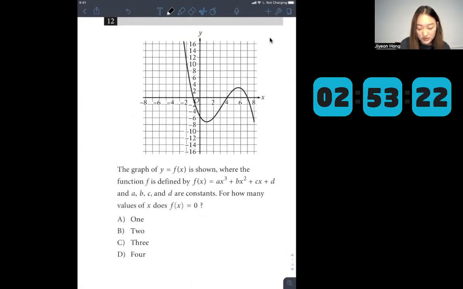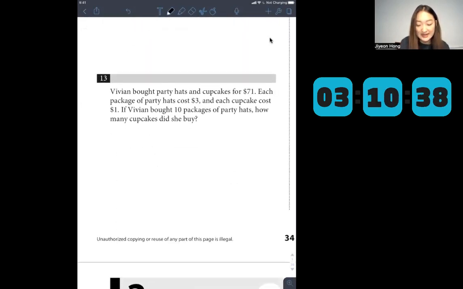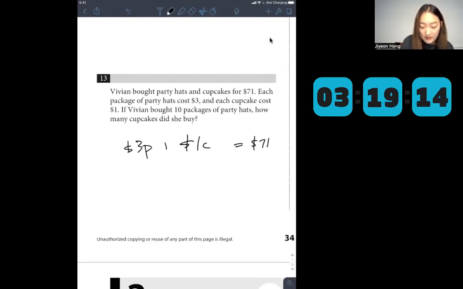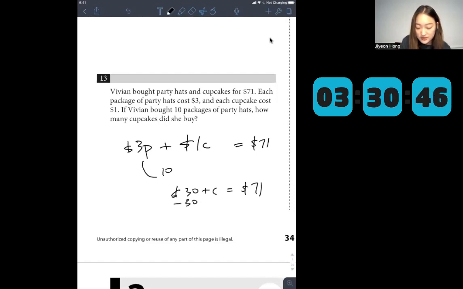Number 12, the graph of y equals f of x is shown. For how many values of x does f of x equal 0? So this is how many when y equals 0. So that would be this line here, and it intersects 1, 2, 3 times. C. Number 13, Vivian bought party hats and cupcakes for $71. Each package of party hats costs 3, and each cupcake costs 1. If Vivian bought 10 packages of party hats, so P equals 10, how many cupcakes did she buy? So 30 plus C is equal to 71. Subtract 30 on both sides, and we get C is equal to 41.